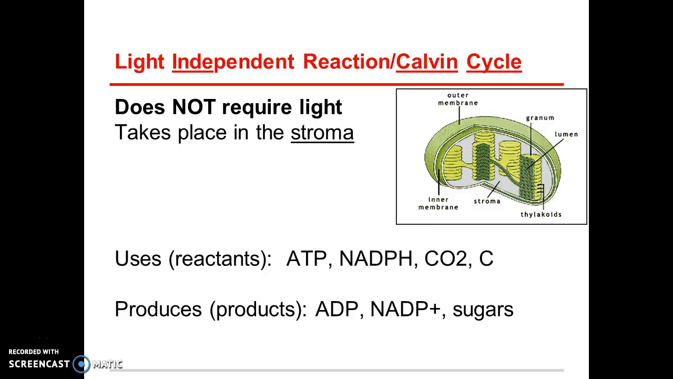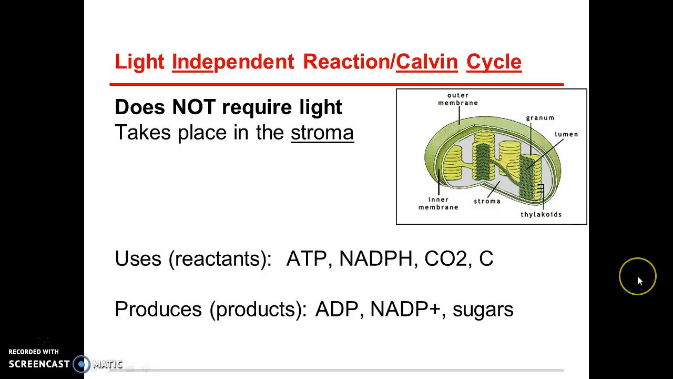is light-independent reaction, also called the Calvin cycle. You need to know both. If it's light-independent, it's independent of the need of light. So it works independently. It doesn't need the light. It doesn't need the light in order to happen. It takes place not in the thylakoids, but this is actually taking place in the stroma area, which is the region between the thylakoids and the membrane.